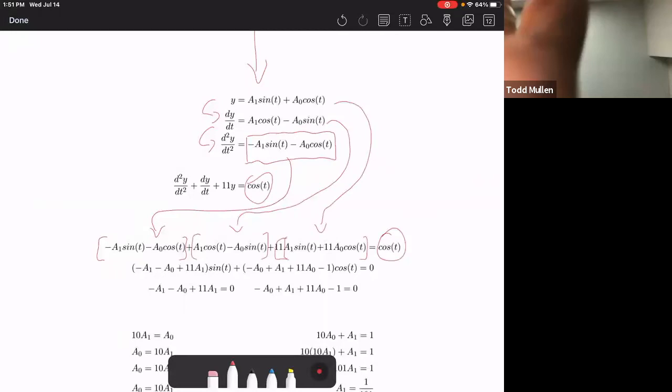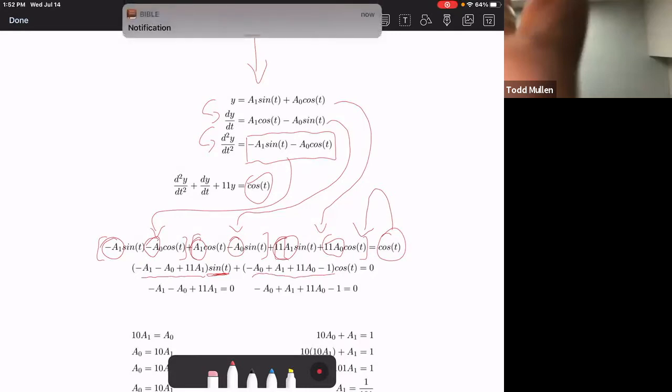Now, we are going to separate the sines and the coses. So what's multiplied by sine? Negative a1, negative a0, and 11a1. So that's what you'll see here. And what's multiplied by cos? Well, negative a0, positive a1, plus 11a0. But then we're actually just going to move this cos over, so we get to put in a negative 1 as well. So that's what we see here.